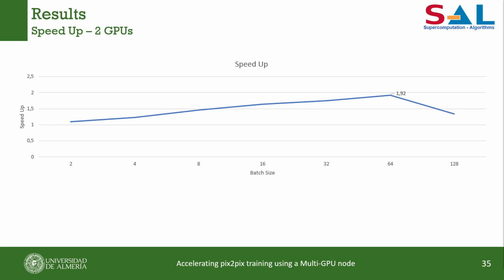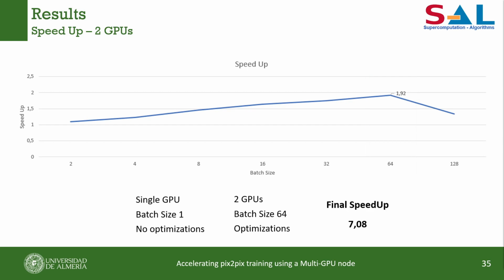In this slide, the speedup between single and multi-GPU approach is shown. The maximum speedup is 1.92 between single and two GPUs approach. It takes place at batch size 64. The ideal speedup would be 2 in this case. Compared to the configuration having batch size 1 and single GPU, the two GPUs approach with the optimization has a speedup of 7.08.